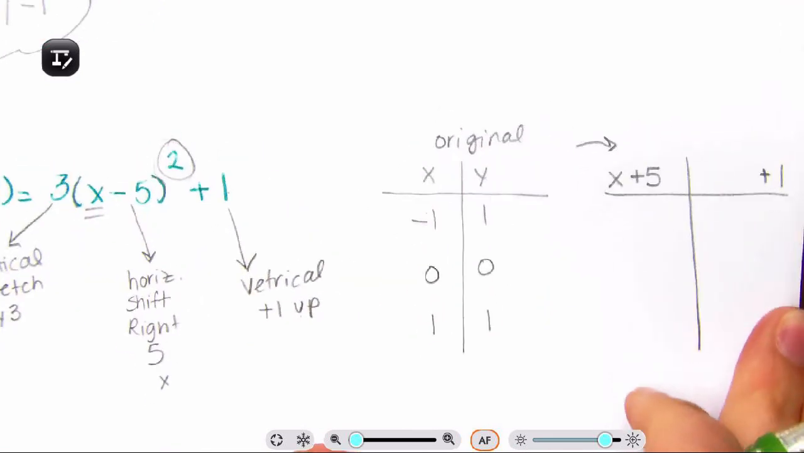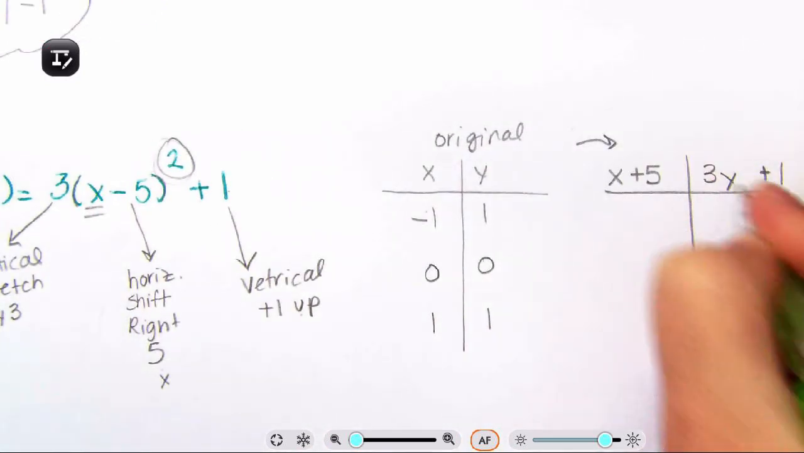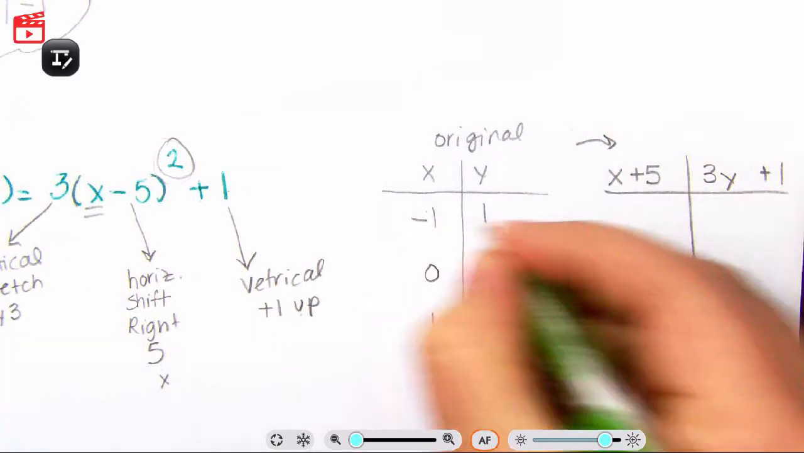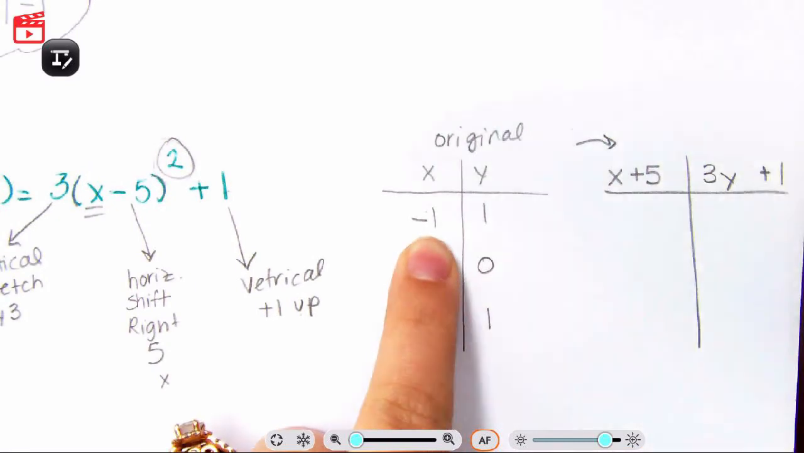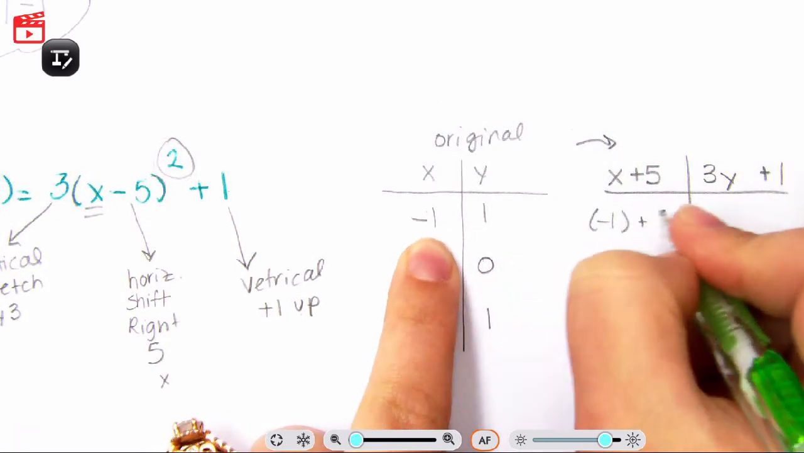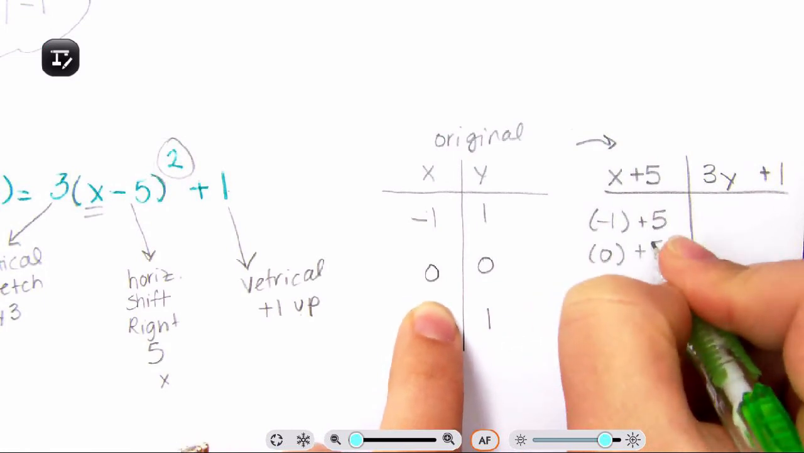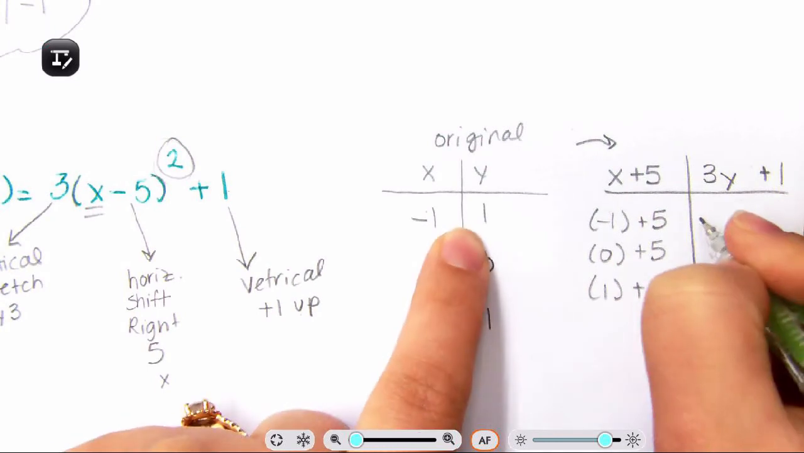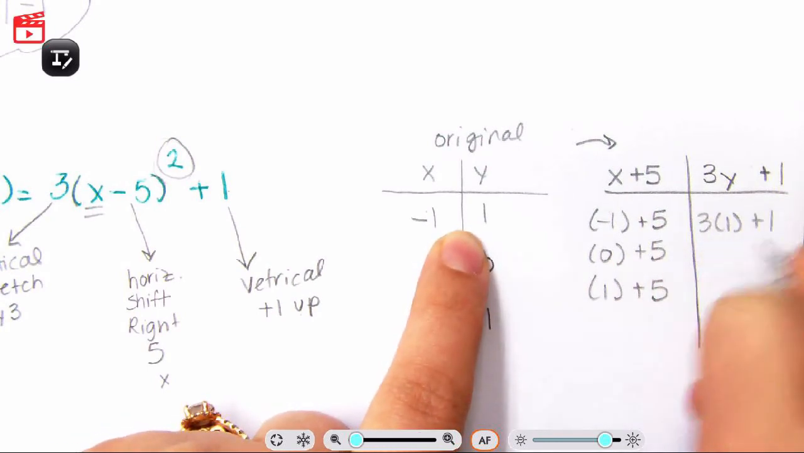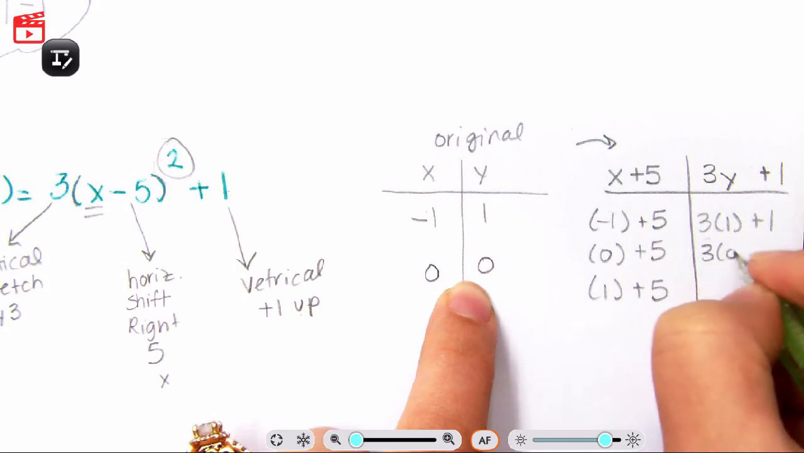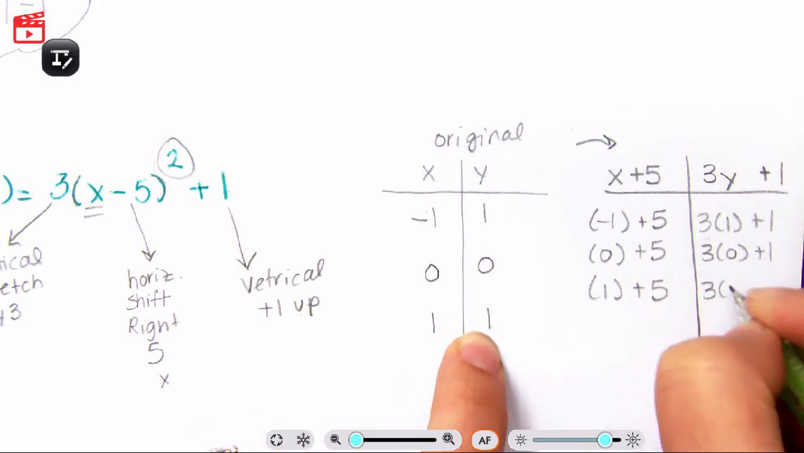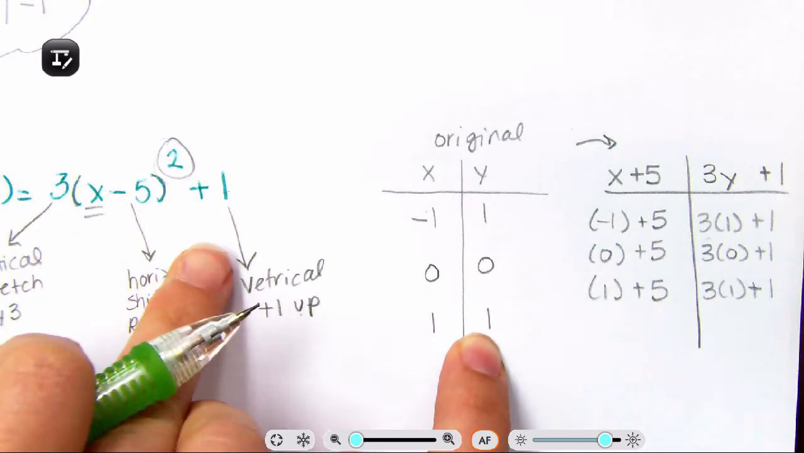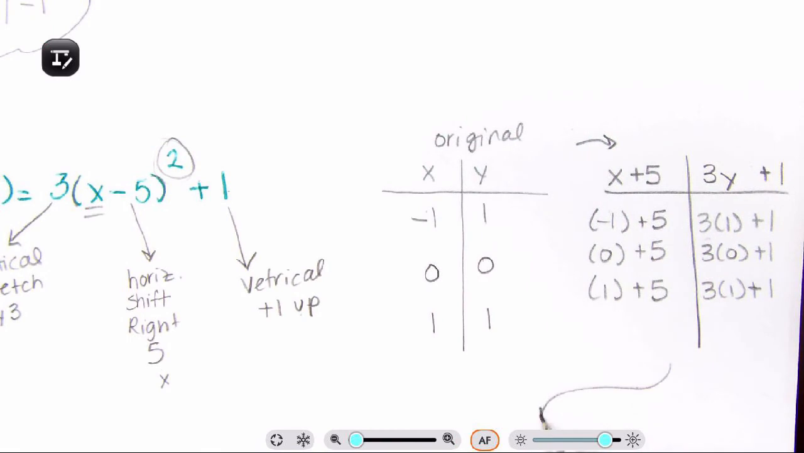And I have a vertical stretch by 3. So very similar to what we had last time, we're going to multiply y by 3, and add 1. So what's happening here? I'm taking my x value -1, I'm going to add 5 to that. Taking my x value 0, I'm adding 5 to that. Taking my x value 1, I'm adding 5 to that. Now again with this formula, taking my y value 1, multiplying by 3, adding 1. Taking my other y value, I've created my formula by translating my transformation.